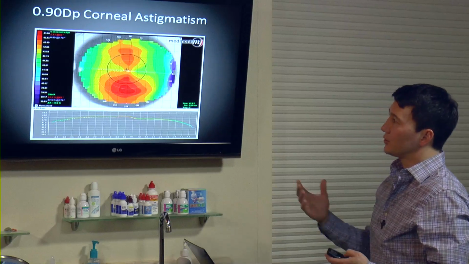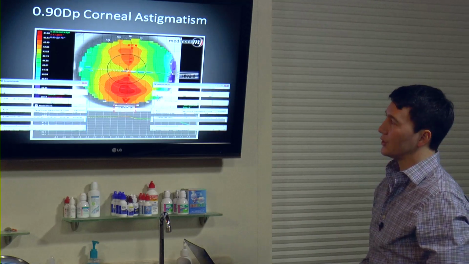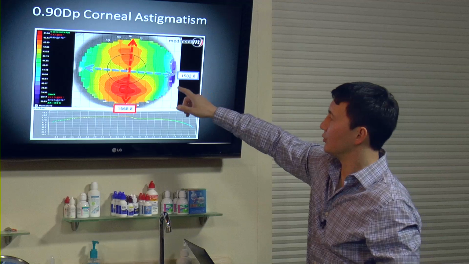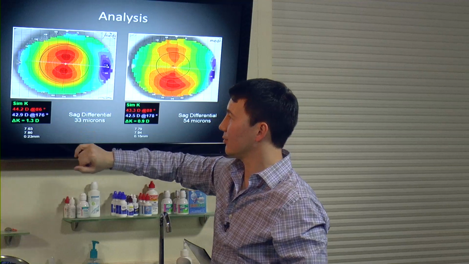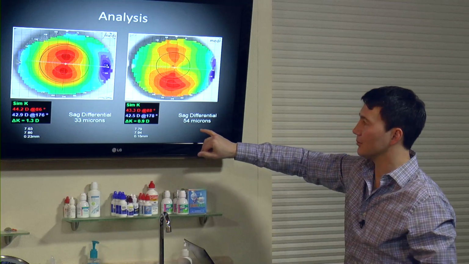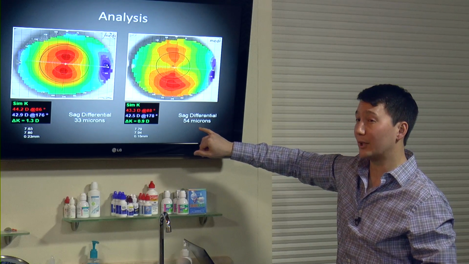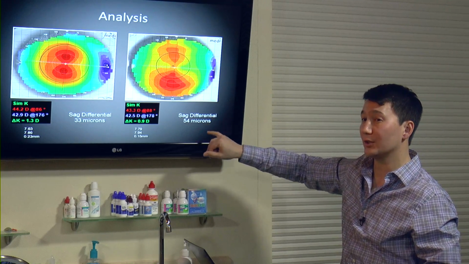Now let's go to the limbus-to-limbus astigmat. Let's pull up the sagittal depth of this eye, 1502, 1556. So what's the difference between these two? Remember that this eye has more corneal cylinder, 1.3 diopters. This eye has only 0.9 diopters of corneal cylinder. But the depth difference between this axis and this axis is 33 microns in our apical astigmatism, but there's more depth differential with our limbus-to-limbus cylinder.